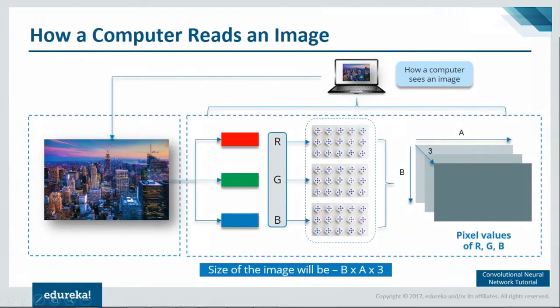So when I say that the image size is B cross A cross 3, it means that there are B rows, A columns, and 3 channels. All right. So if somebody tells you that the size of an image is 28 cross 28 cross 3 pixels, it means that it has 28 rows, 28 columns, and 3 channels. So this is how a computer sees an image. And this is for colored images. For black and white images, we have only 1 channel.